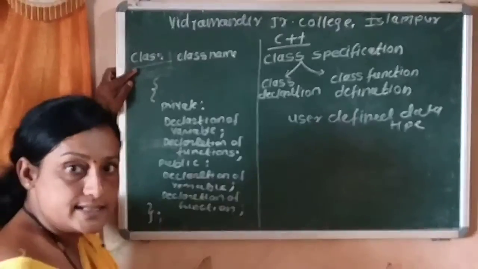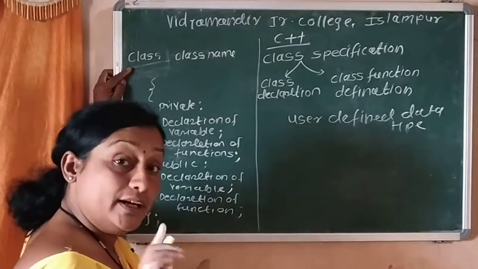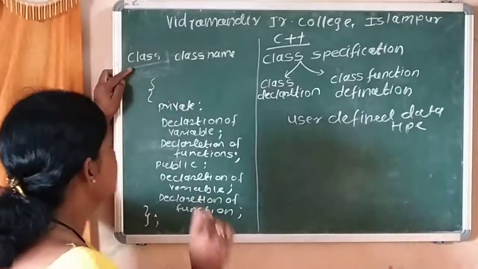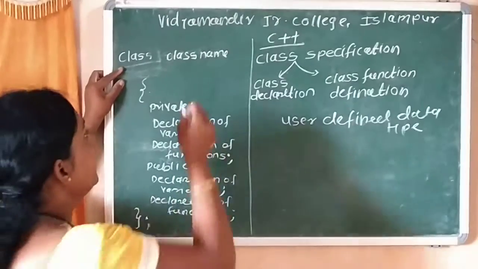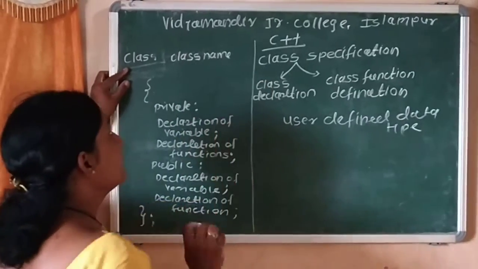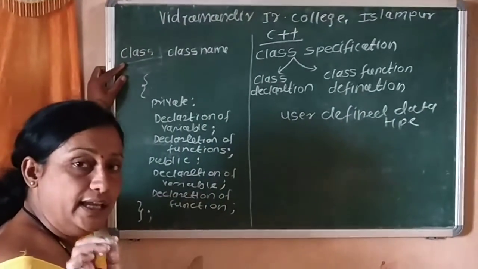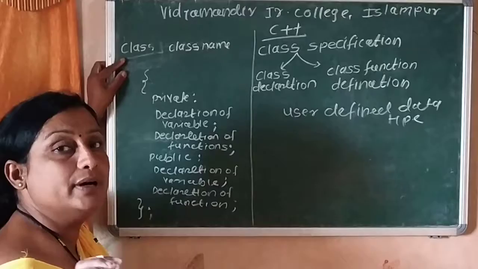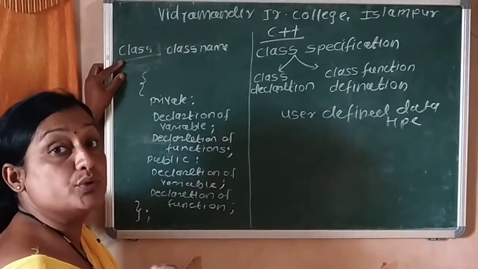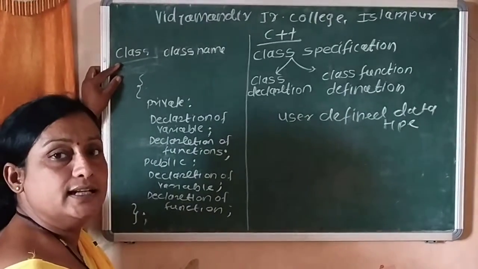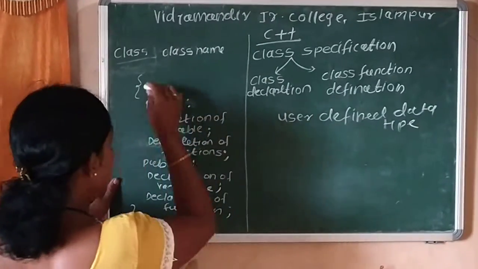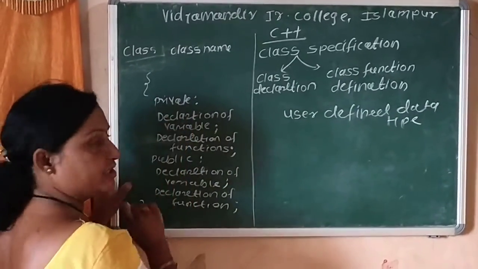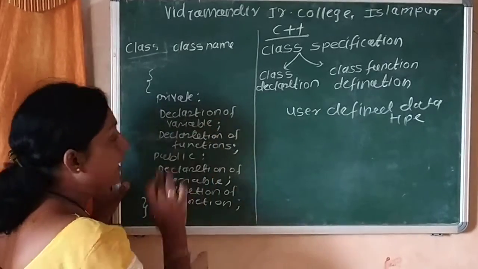First, class is a keyword in C++. This keyword must be written in small case. After that comes the class name. The class name is any valid variable name which obeys the variable declaration rules in C++. Next, the private section. Here is the declaration of the variables.